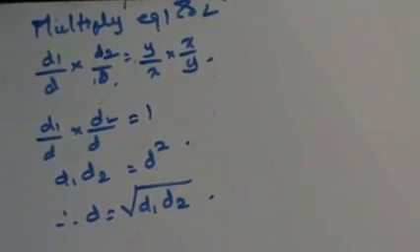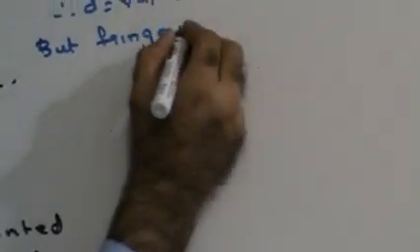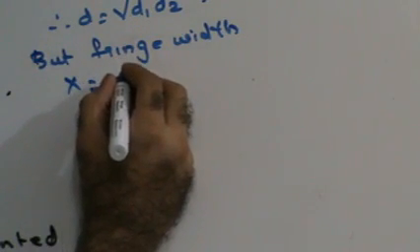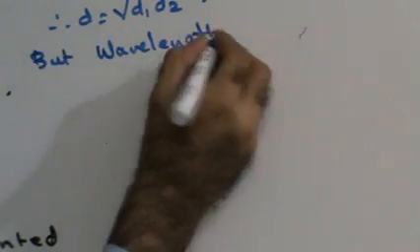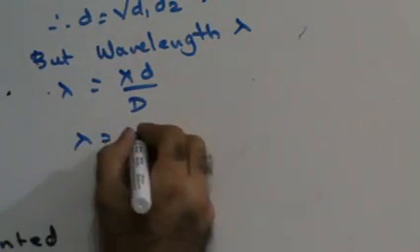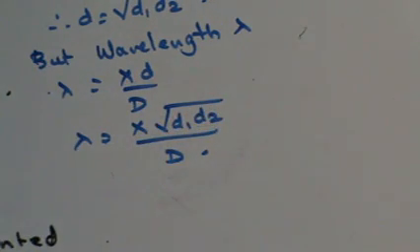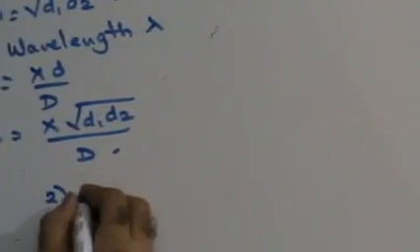Now once I have this, fringe width x is equal to lambda D by d. I can find out the wavelength of light. Either way, doesn't make a difference. Wavelength lambda is equal to x d by D. So in that case, wavelength is x square root of d1 d2 by D. That's how you can find out the wavelength of light. So this was interference. Now let us see another concept of light which is called diffraction of light.